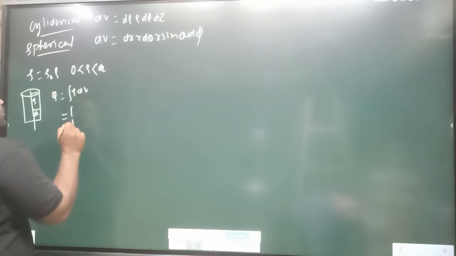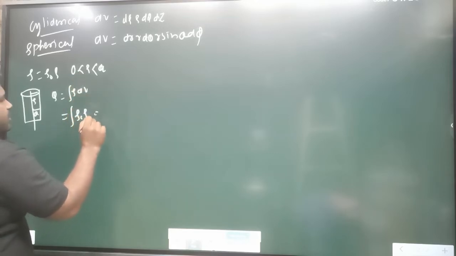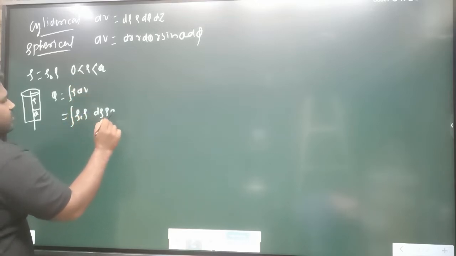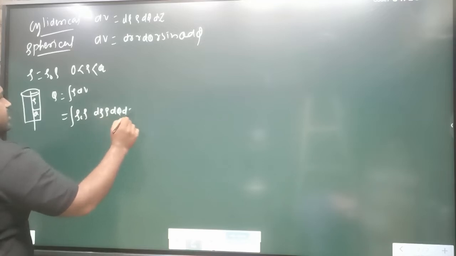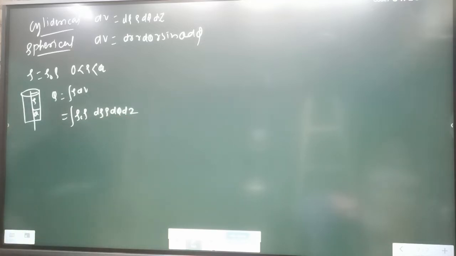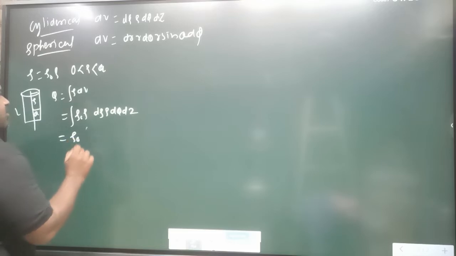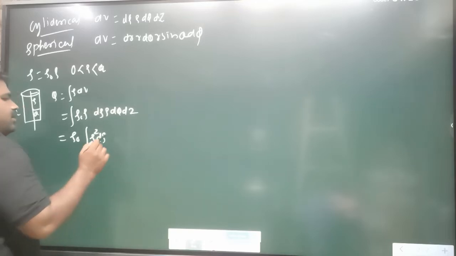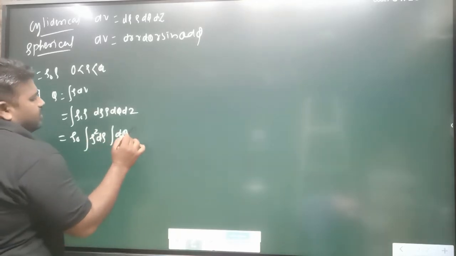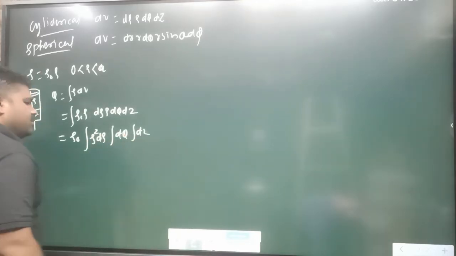What is the value of rho? Rho is equal to rho naught rho. And what is the value of dV? dV is equal to d rho d phi dz. Suppose the length of the cylinder is L. Rho naught is constant, so take it out. This rho becomes rho square d rho, the second one d phi, the third one dz.